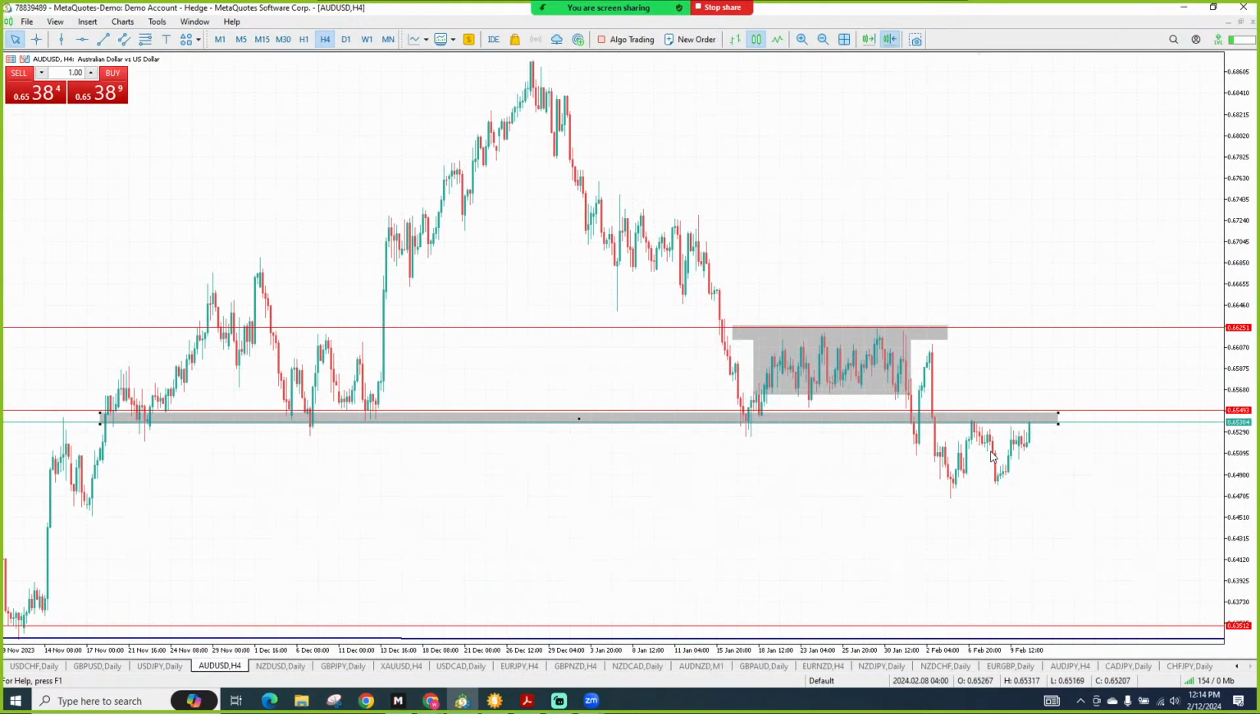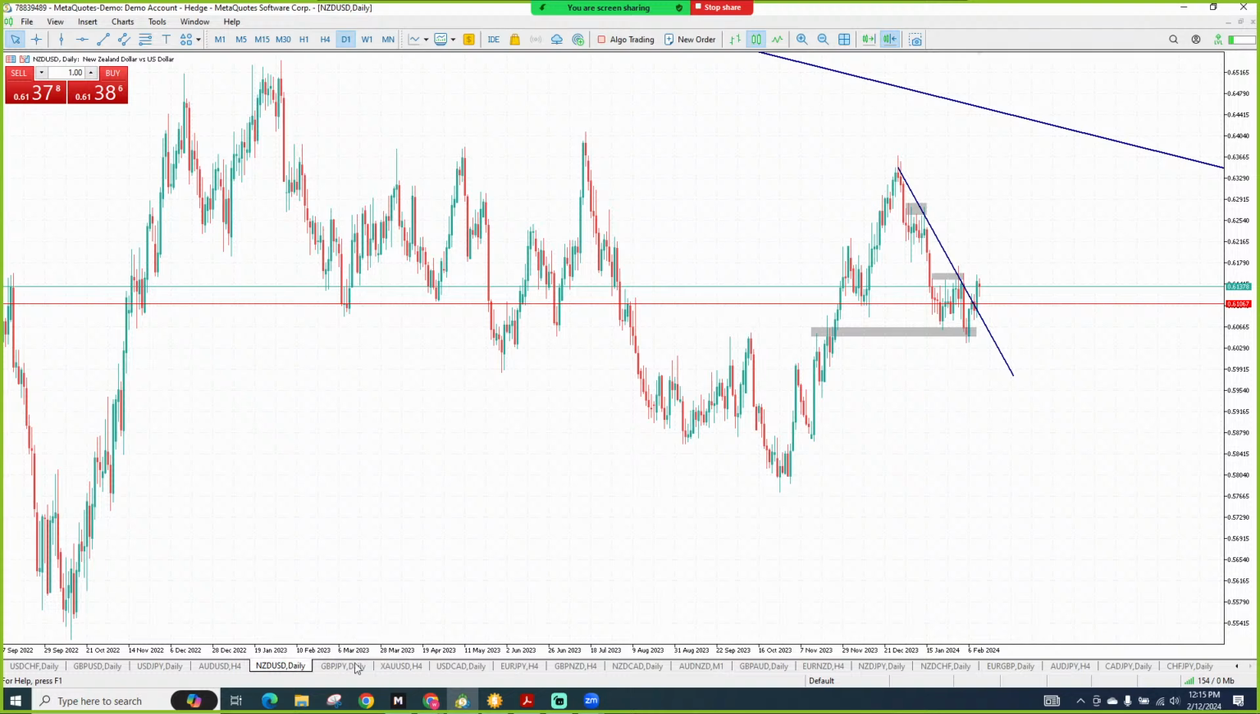Yeah, but as for now, there is no entry. So we're not talking about any entry right now because of this head and shoulder that has formed here. We're not sure if the market is going to break through to the upside, or if it's going to get a rejection, hold this level and reverse. So we'll wait.